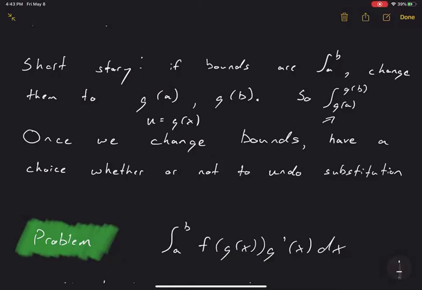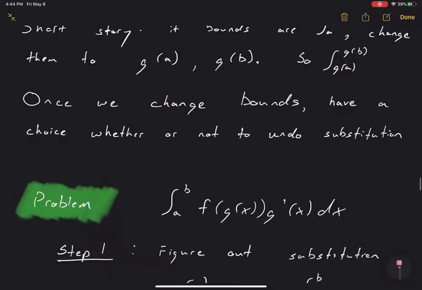There is one small idea I want to mention now, and we'll see it at the end: once we change our bounds, we're going to have a choice of whether or not to undo our substitution at the end. But let's go through this step by step.